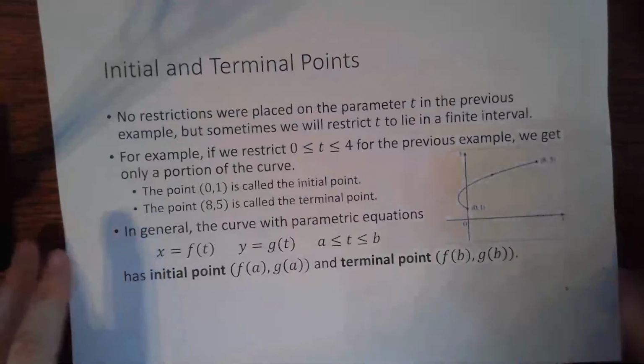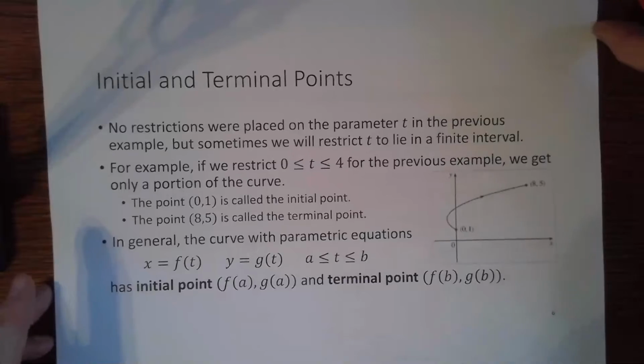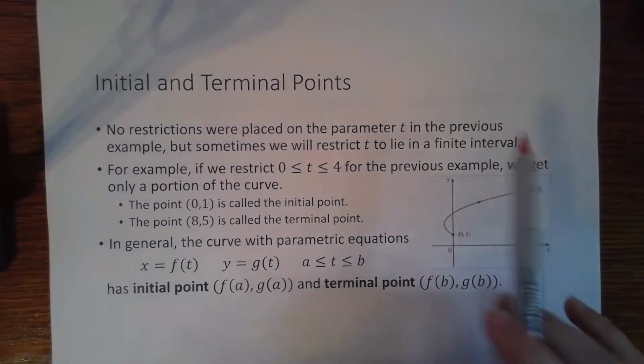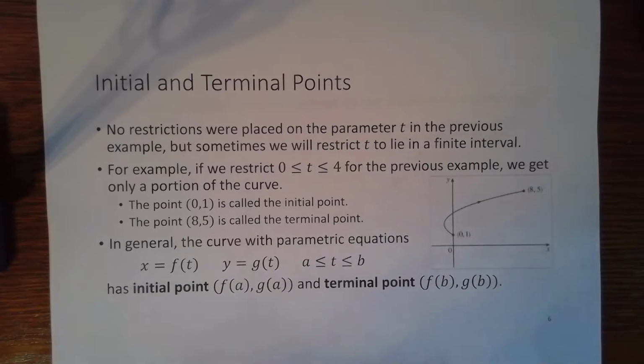Now, in applications, often we're going to look and restrict that parameter to some kind of finite interval. For example, if it really were time, usually negative time doesn't make any sense. Maybe we're trying to look at a particle and what its behavior is between time 0 and 4, or time 0 and 10, whatever.